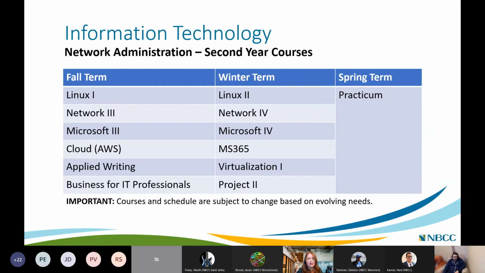I just want you to note, as you're looking at this, that all of the numbers are going up: Linux 1, Linux 2, Network 3, 4, and it continues like that, and there are some that are standalone. You have to pass your prerequisites to go on to the next course. Also, you must successfully pass all of your courses to graduate.